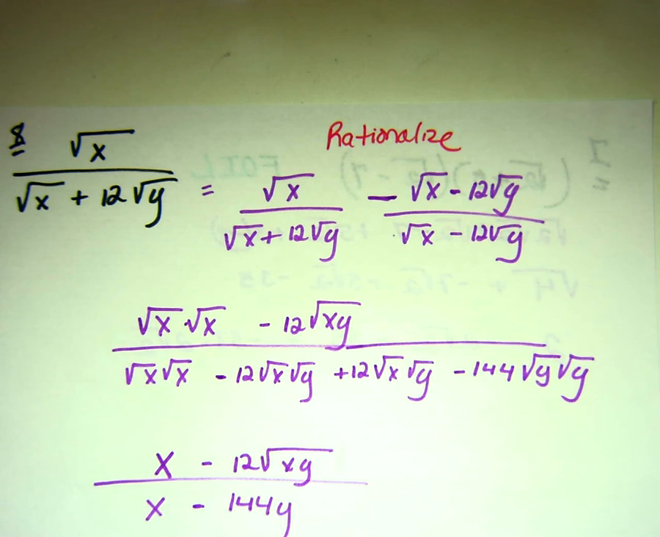So the radicals cancel out because you have 2 of them, so that brings down the x. Bring down your minus sign. This stays the same. Again, the radicals cancel each other out, so bring down the x. These two terms cancel each other out completely because one is negative, the other one is positive. Simplifying this, bring down your negative 144, but your radicals cancel out because you have 2 of them. Bring down your y. So your final answer is x minus 12 square root of xy divided by x minus 144y.